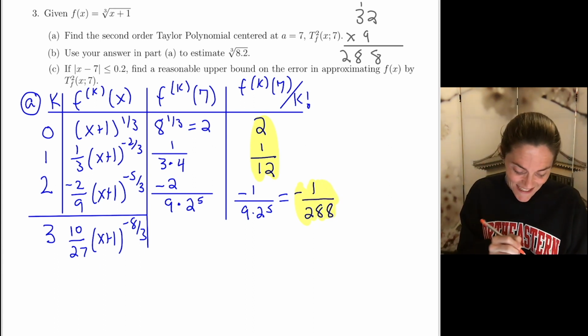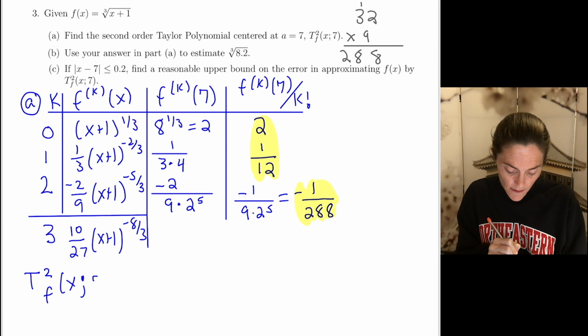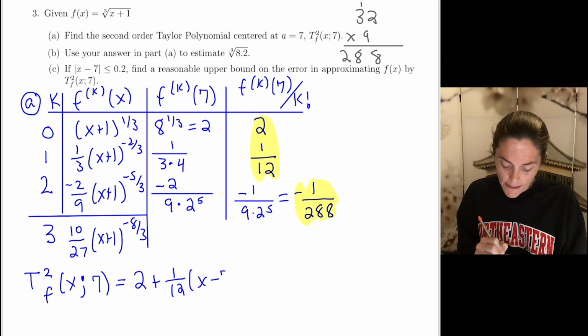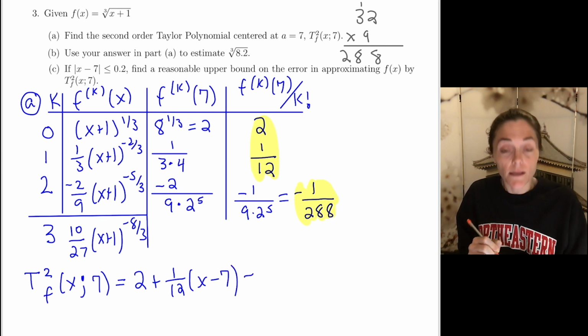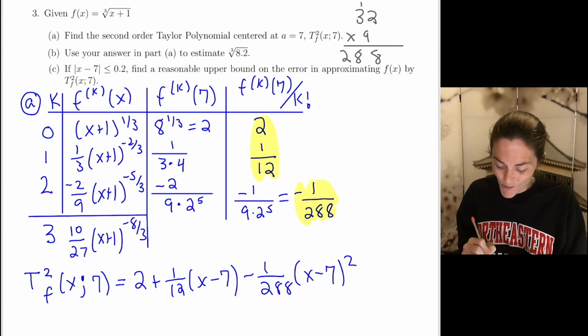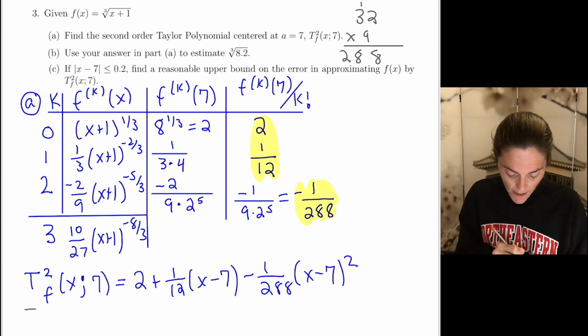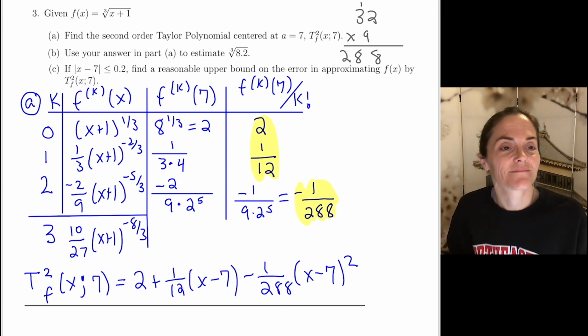Now let's write it. This is T2 f x at 7. This would be 2 plus 1 over 12 x minus 7, and then minus 1 over 288 times x minus 7 squared. This is part A. This is my answer right here to part A.